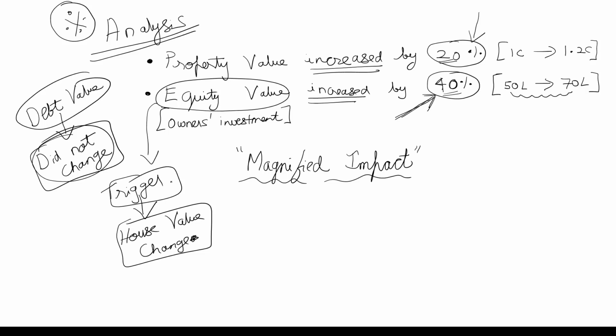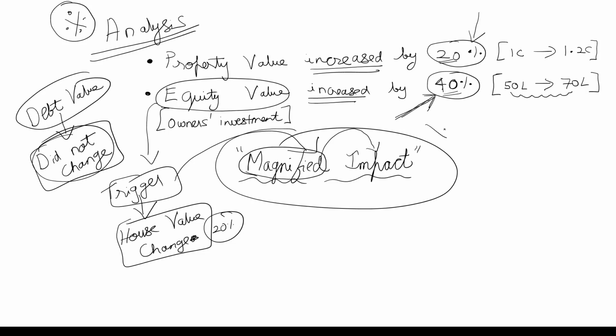But this trigger has a magnified impact because a 20% house value change has led to a 40% change in equity value. That is why I use the word magnified here. So you can see a magnified impact, and this magnified impact is very important. It is what we are going to be studying in this topic called leverage.